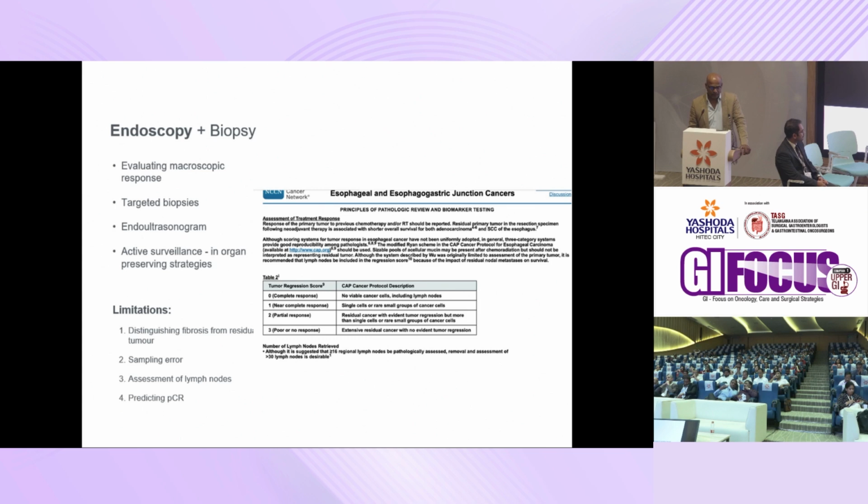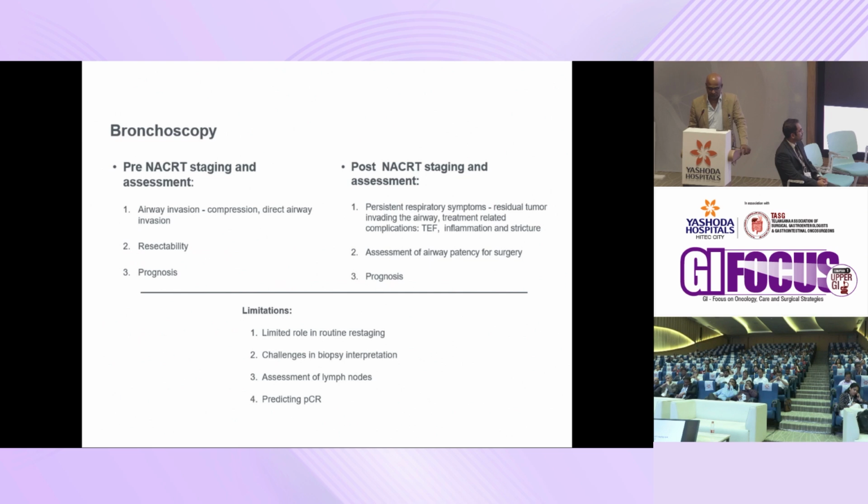So again, the limitations are fibrosis and residual tumors are very difficult to assess unless and until there is physical evidence of an ulcer or a tumor lesion there. And sampling errors are higher. And again, it was previously discussed in the last session how we can reduce the sampling errors. So assessment of lymph nodes with endo-ultrasound is useful, and predicting pathological CR with the help of biopsies is useful.